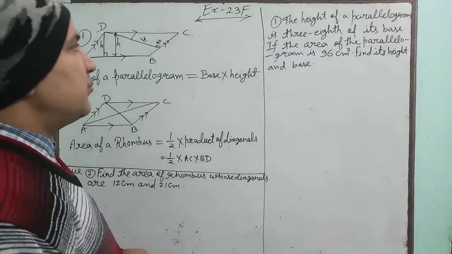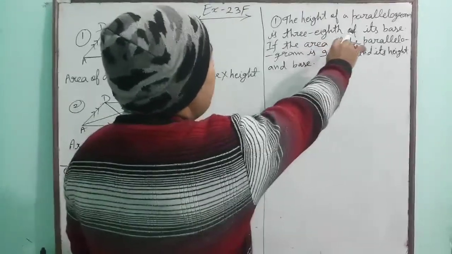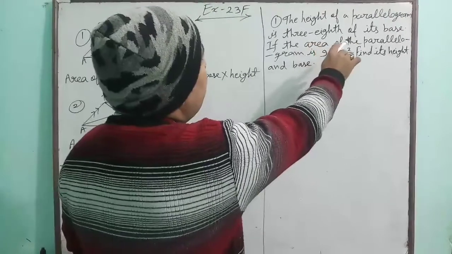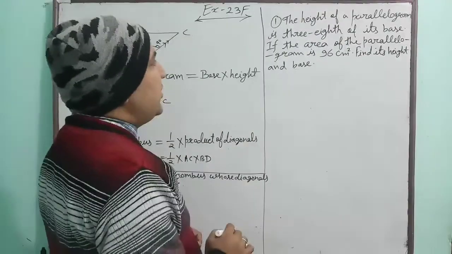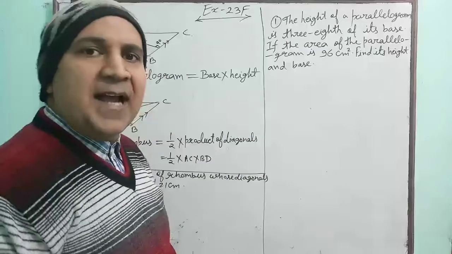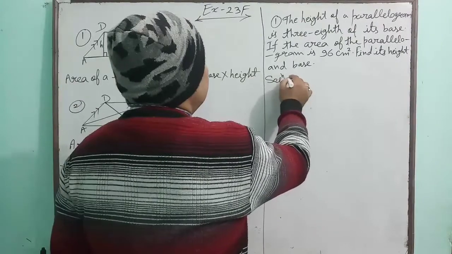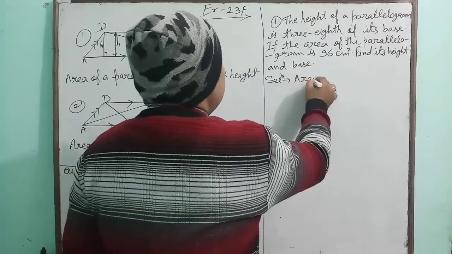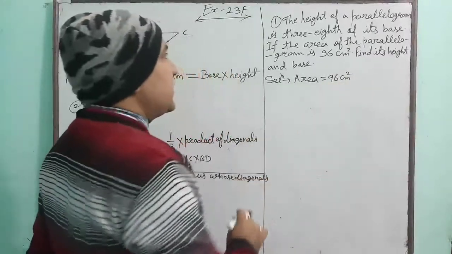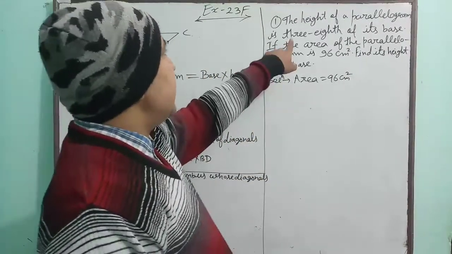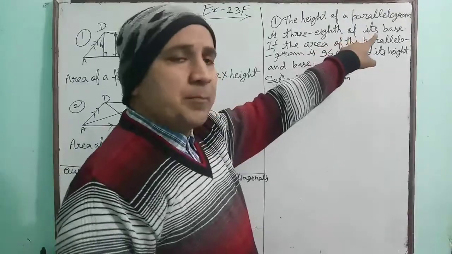Now we will solve some questions. See, one question I have written here. The height of a parallelogram is 3/8 of its base. If the area of the parallelogram is 96 centimeter square, find its height and base. So see how to solve, children. In this question, area is equal to 96 centimeter square, and it is saying that the height is 3/8 of its base.